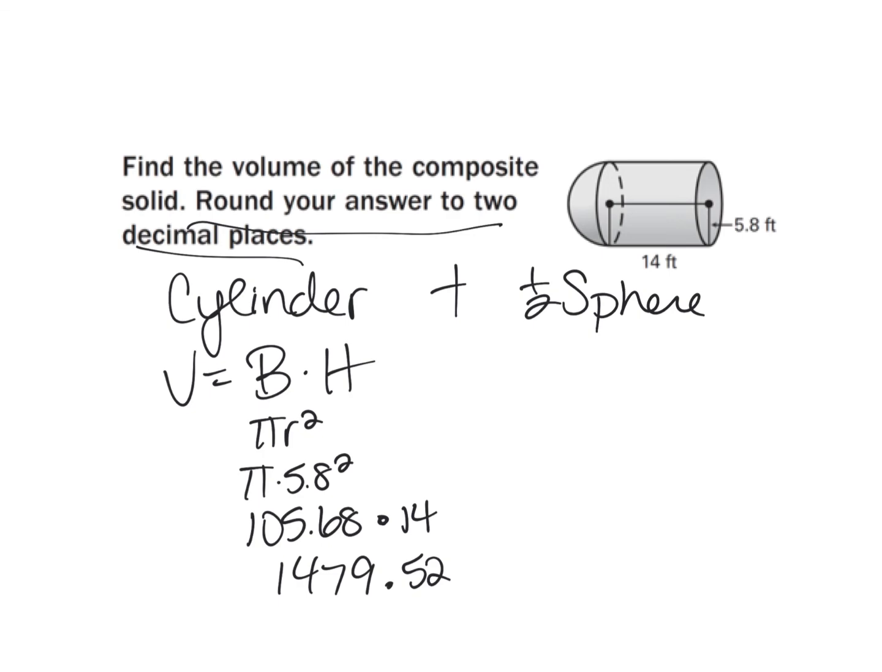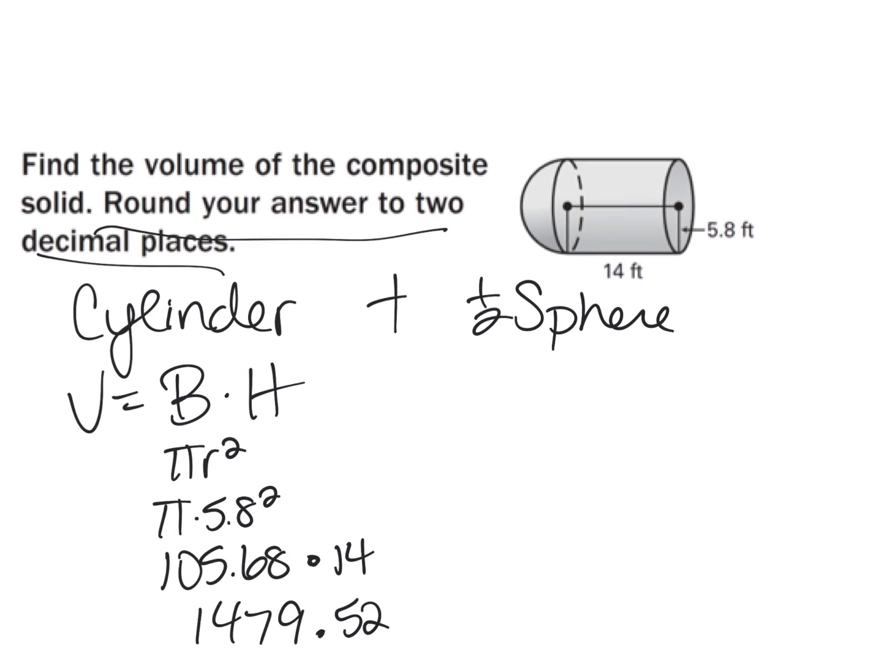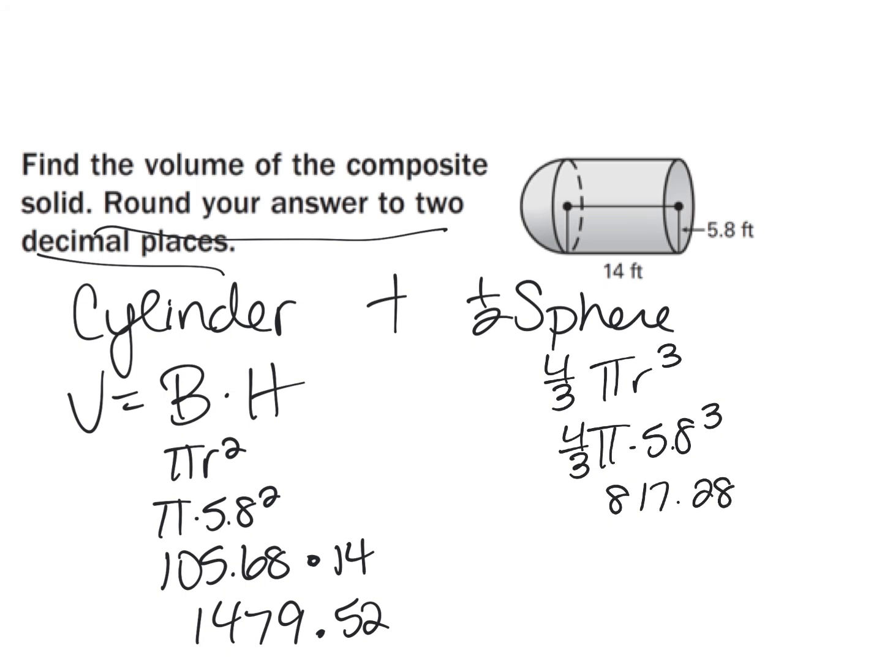Now let's do a half a sphere. So in order to do that, we need to do the whole sphere. 4/3 pi r cubed is the formula. So 4/3 times pi times 5.8 cubed, or to the 3rd power, however you like to think of it. So I'm going to type that whole thing in my calculator with the pi, and I get 817.28. But then don't forget, it's a half a sphere, so we have to cut that in half.